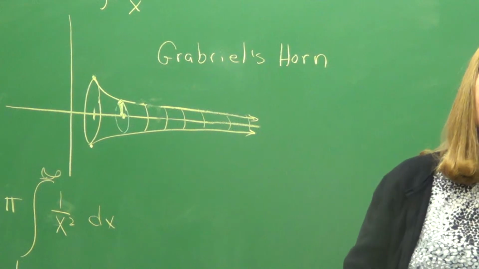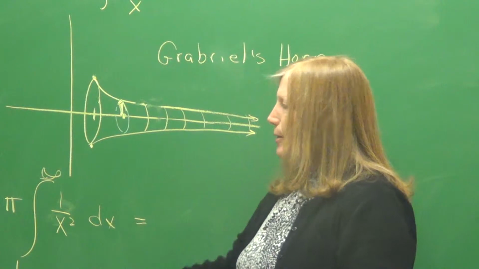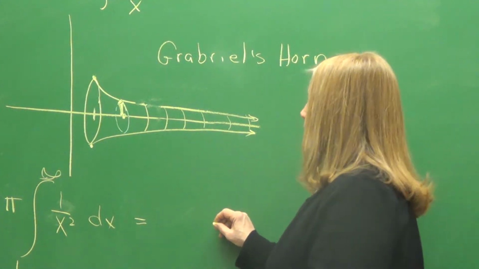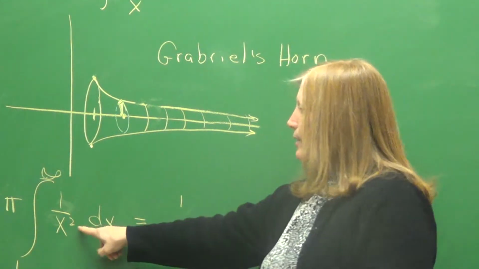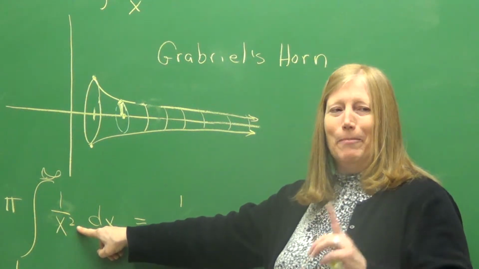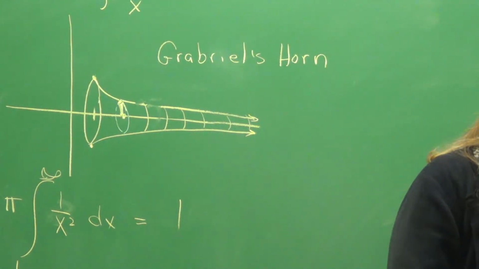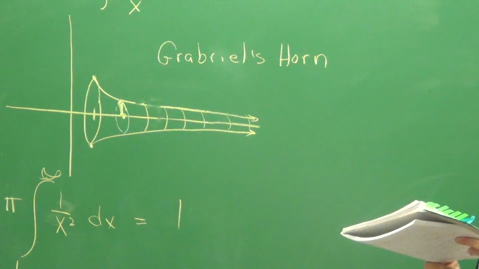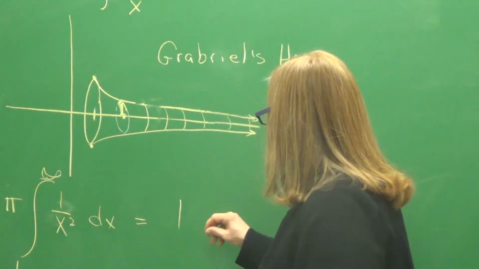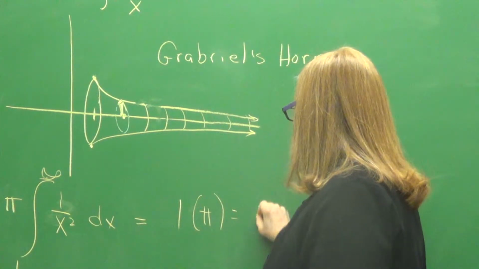Is that a convergent friend of ours or a divergent friend of ours? According to the theorem I just looked at, it's convergent, and what does it converge to? Because this p is 2, it converges to 1 over p minus 1, which is 1 over 1, or 1. I'm sorry, that is 1, but I forgot the pi. So the pi comes along for the ride, so we have 1 times pi, for pi.